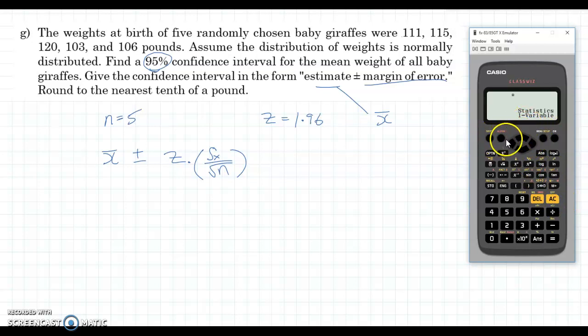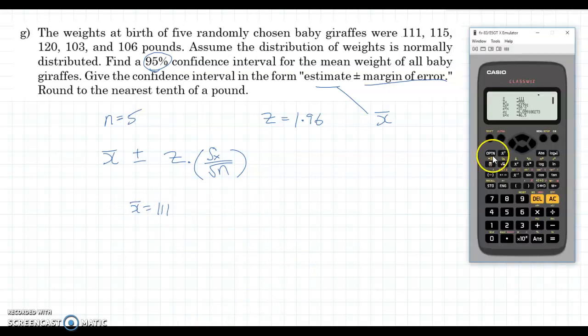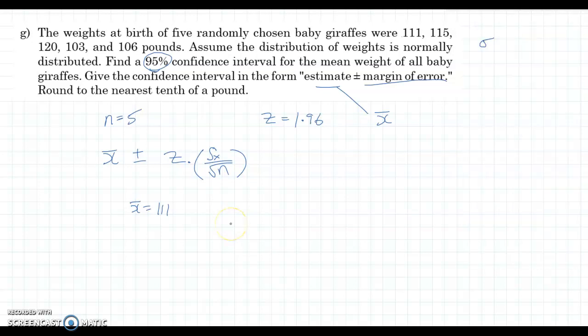So now what are we going to press? Option, and one variable calc, number 2, I think. And there we go. X bar equals 111. So let's write that down: x bar equals 111. And we're going to use Sx. Toggle down to the next screen. Sx is 6.82 to 2 decimal places. These are both in pounds.